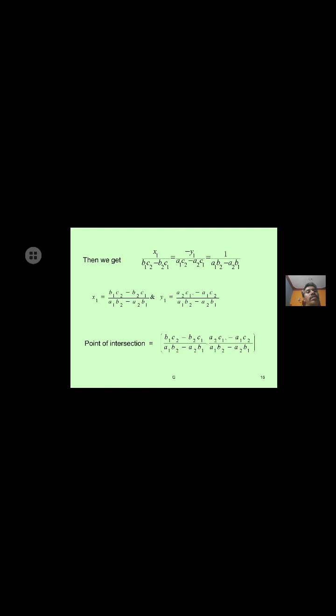Point of intersection, so that is equal to (x1, y1), which is (b1 c2 minus b2 c1) by (a1 b2 minus a2 b1), comma (a2 c1 minus a1 c2) by (a1 b2 minus a2 b1).